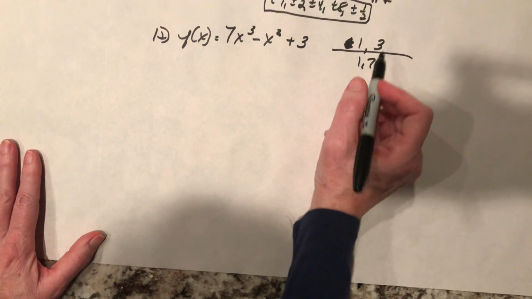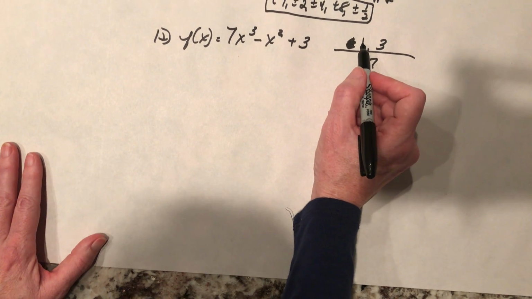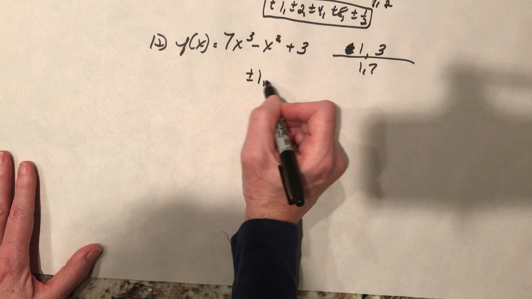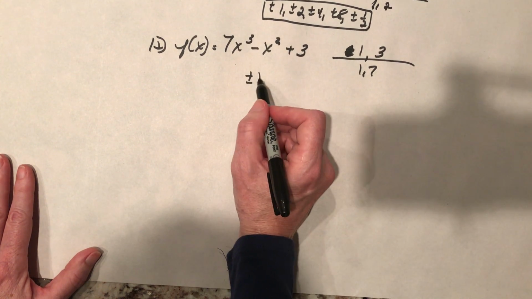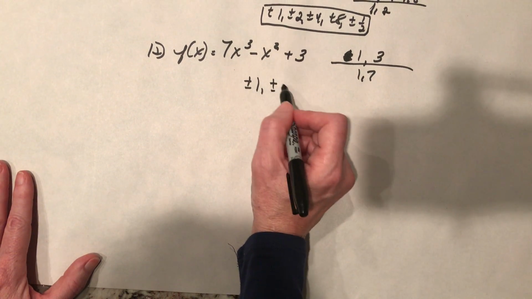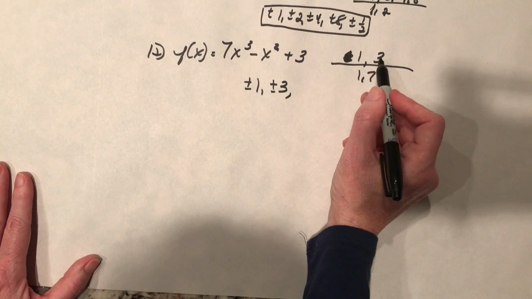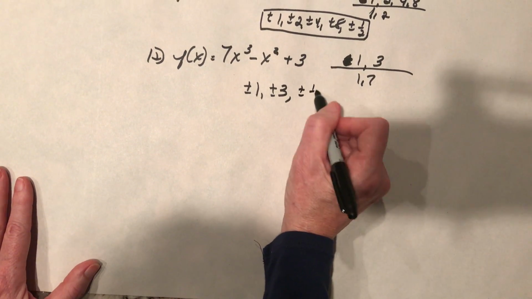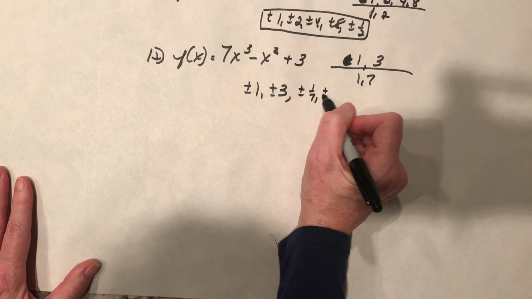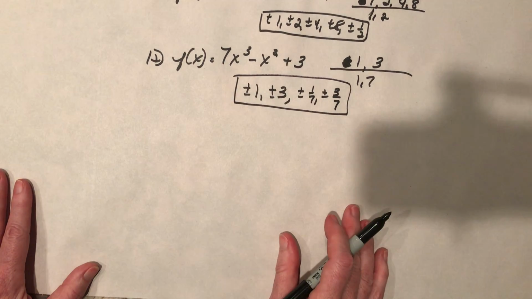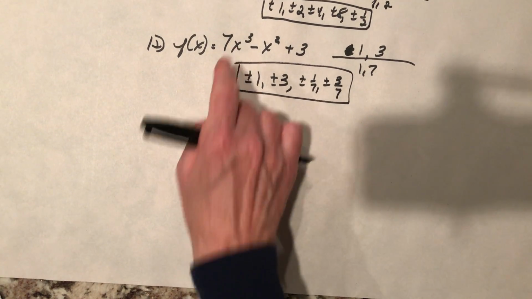Okay, so now what we're going to do is do the same thing. We want to do 1 over 1 and 3 over 1 with a plus or minus. So those are two possible zeros, plus 1, minus 1, plus or minus 3. And now let's go ahead and say 1 over 7 and 3 over 7. And those are all the possible zeros that we could have for that function right there.